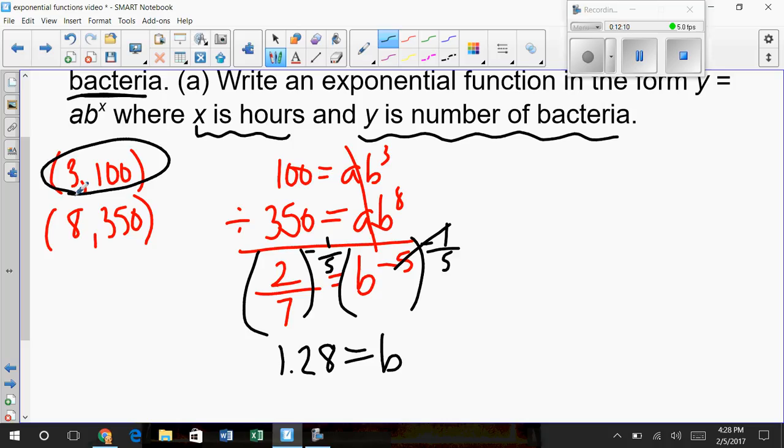Okay, so just like before, now that I have b, I go back and use one of my points. I'll stick with my top one, plug in the x and the y, and also now the b. So 100 equals, we don't know a, b is 1.28, and that's to the third. So again, evaluate 1.28 cubed in your calculator. Doesn't math frac again, so I'm going to keep the whole number.